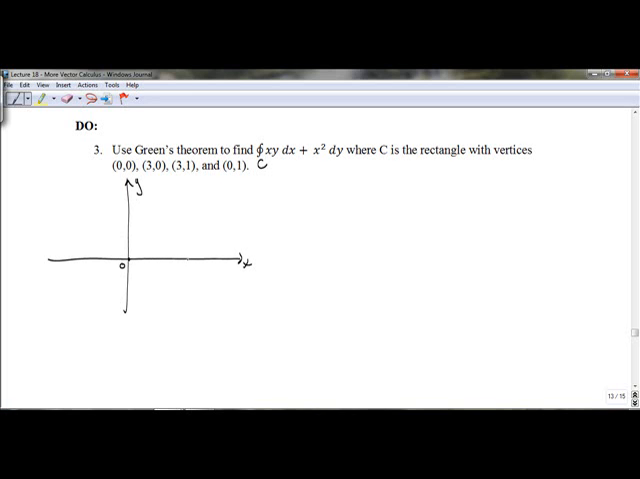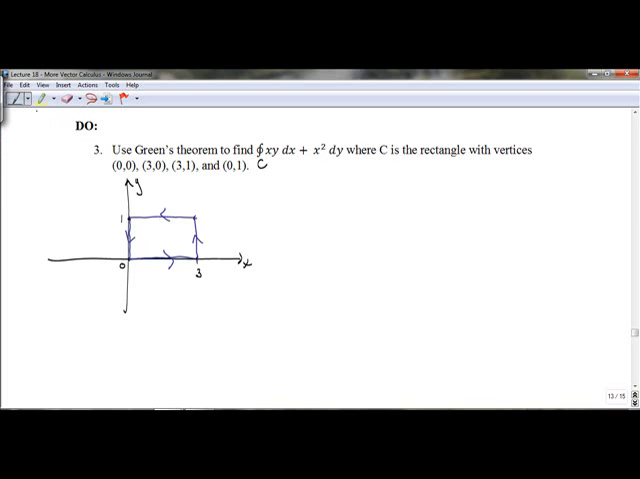Zero, zero. Now, you know when they don't tell you anything about the traversal? Assume it is counterclockwise. Okay? So 0, 0, 3, 0, 3, 1, 0, 1. And just assume it is counterclockwise. Okay, go ahead. You've drawn it?